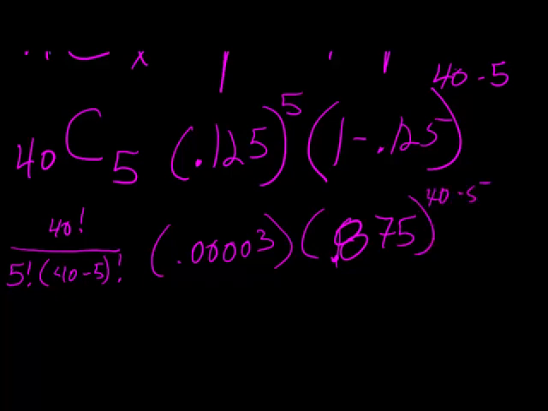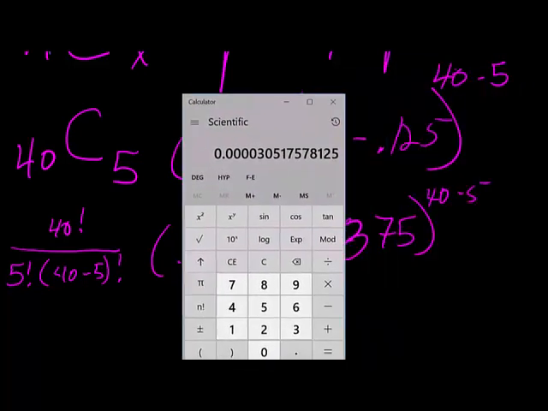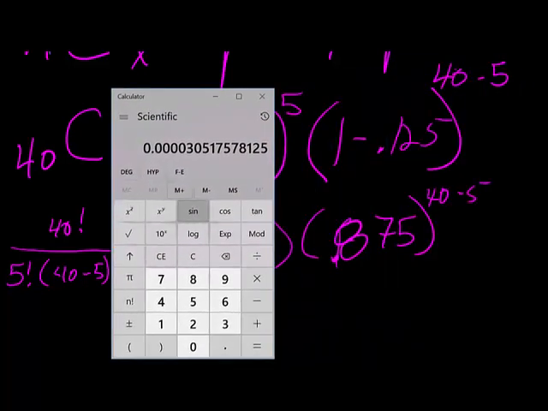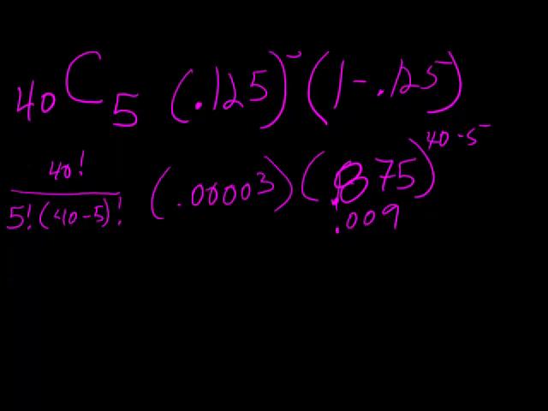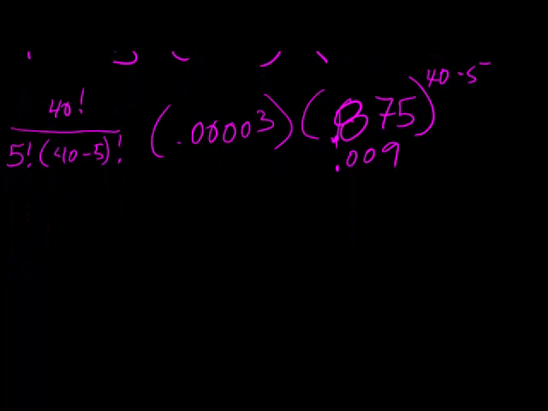Let's go ahead and do it just like we did the other one. Scoot it over so we can see it. Clear. 0.875 x to the y, 40 minus 5 is going to be 35. 5 equals 0.009. 0.009. Okay. Let's rewrite this again.